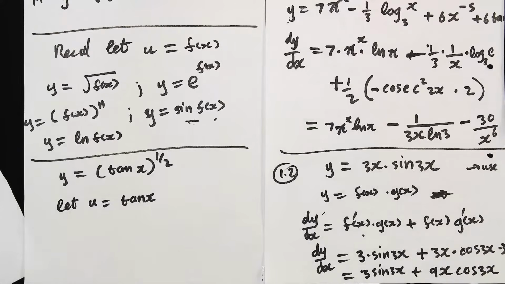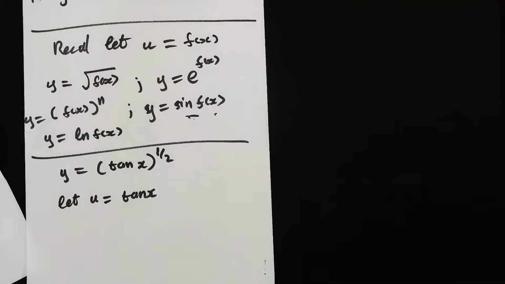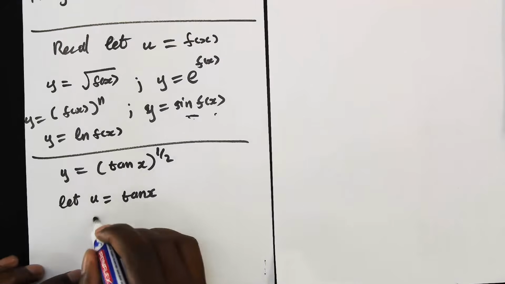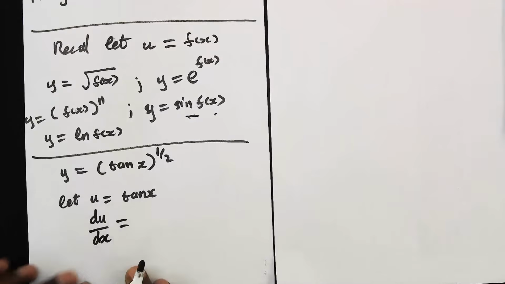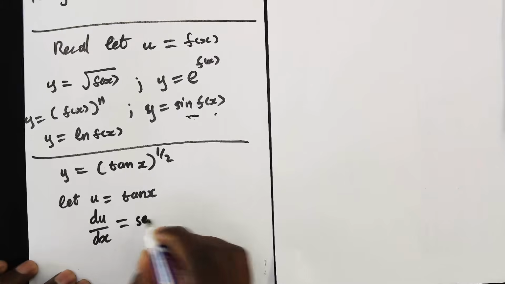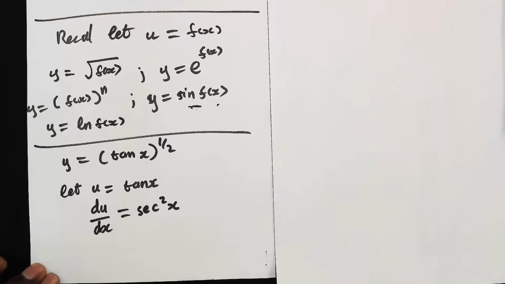So therefore, we know that the chain rule wants us to derive u in terms of x, and when we're done, we need to derive y in terms of u. So we'll state that du over dx, we change it in terms of x. So what is the derivative of tan x? It will be sec squared x. That is sec squared x.